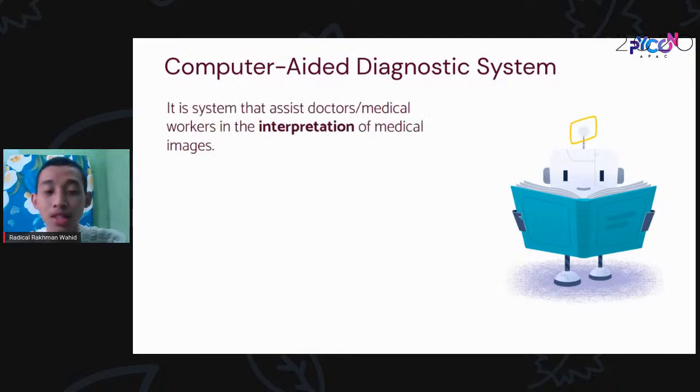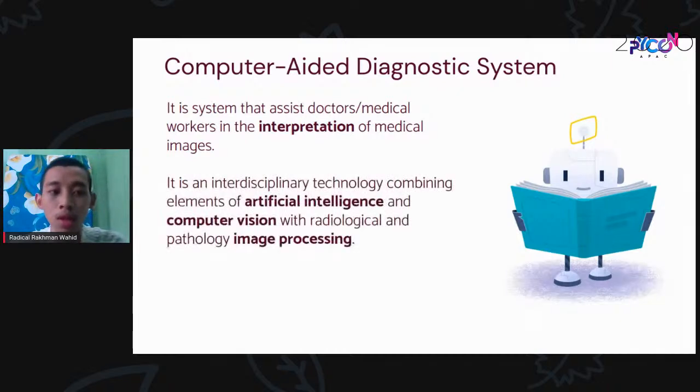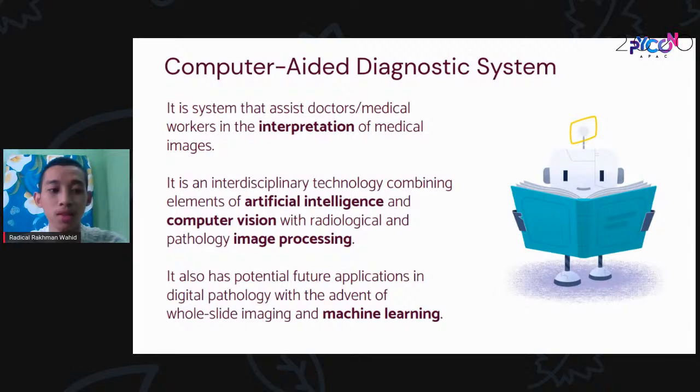Okay, first, what is a computer-aided diagnostic system? It is a system that assists doctors or medical workers in the interpretation of medical images. It is an interdisciplinary technology combining elements of artificial intelligence and computer vision with radiological and pathology image processing. It also has potential future application in digital pathology with the advent of whole slide imaging and machine learning or deep learning as well.